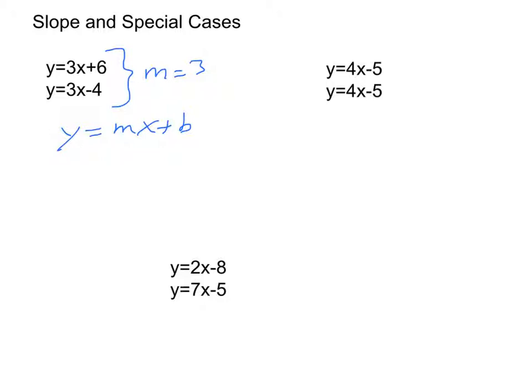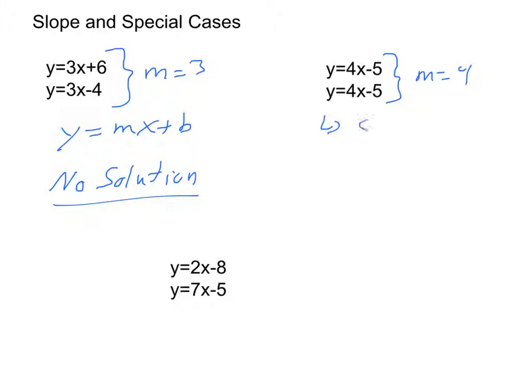If these lines are parallel, that means they're going to have no solution when we think of them as a system of equations. If I look at these two equations over here, y equals 4x minus 5 and y equals 4x minus 5, well, certainly, just like before, their slopes are identical. They're both 4, using y equals mx plus b. But in this case, their y-intercepts are identical as well. These are actually the same line. It's just a repeated line.